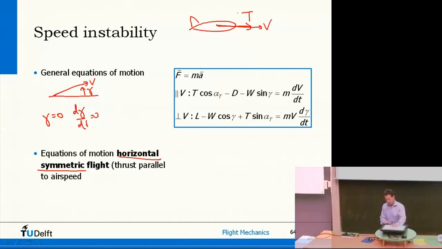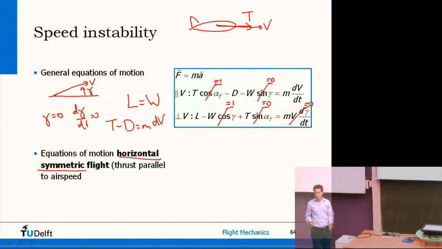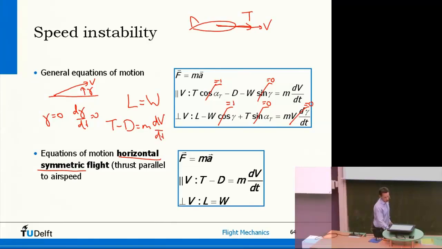So if I take these equations, and this is 1, this is 0, 0, 1, and 0. All this says is, okay, lift is equal to weight, and thrust minus drag is m dV/dt. So basic physics, if you have more thrust than drag, you start to accelerate. If you have less thrust than drag, then you start to decelerate. Nothing special here.